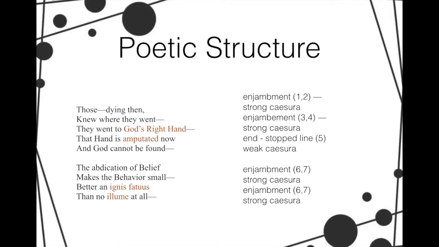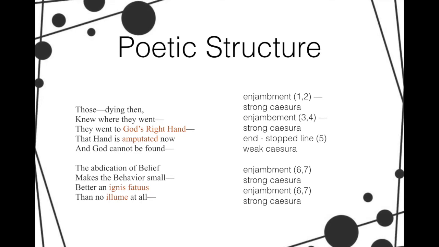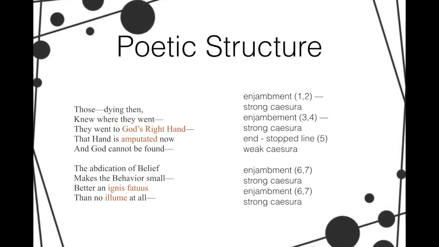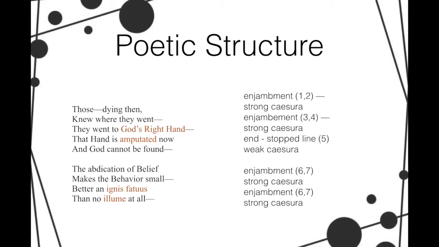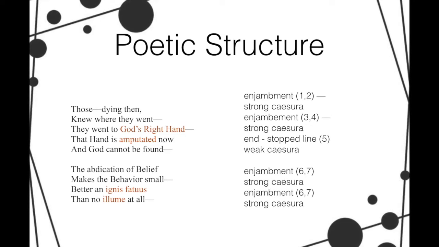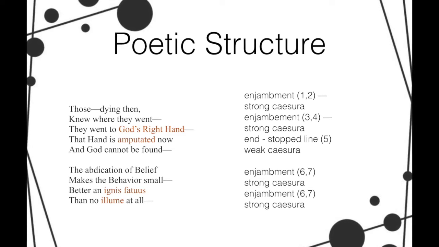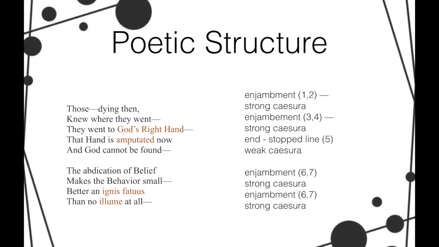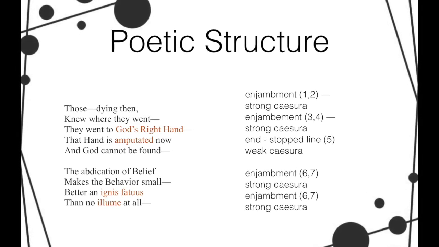Next, I'm going to talk about the poetic structure of the poem. So, here we can see that although there is strong caesura between the lines, the poet used a lot of enjambment, except from the fourth line, the fifth line of the first stanza.